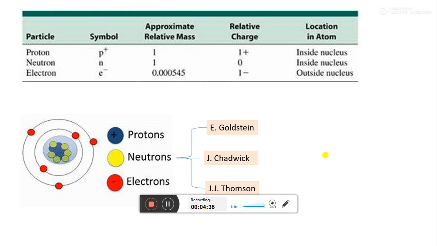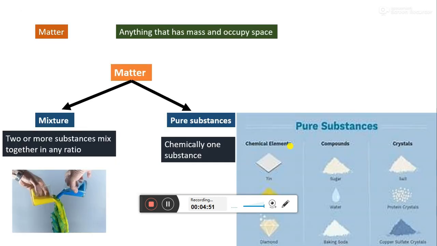And if I talk about the symbols of the electron, proton, and neutron, the symbol of the proton is P positive, the neutron is N raised to power 0, and the electron is E negative, right?